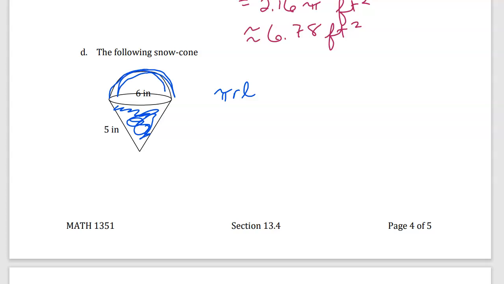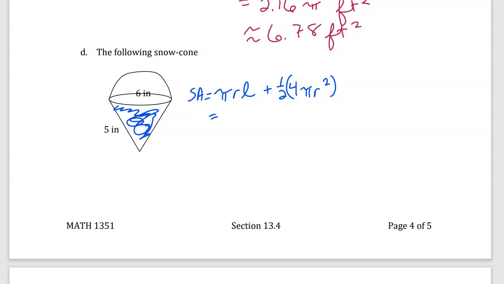But then we have this part up here. This part up here is basically half of a sphere. That dome part is half of a sphere. So a sphere has a surface area of 4 pi r squared, but we only want half of it. So we're going to add those two together to get our total surface area.